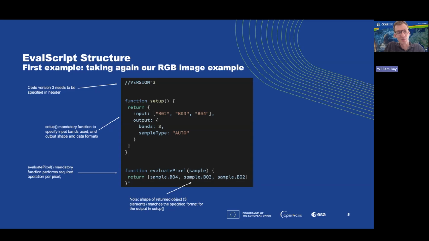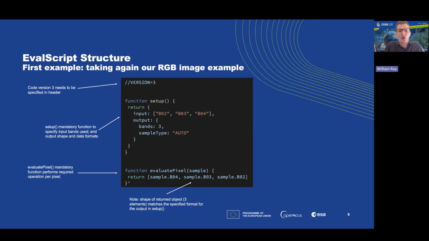We then have a second mandatory function called evaluatePixel. And this is where you actually perform your required operations on a pixel level. So you can see here we have a really simple operation where we're just returning back the 3 bands in the RGB order. So band 4 is the red, et cetera. You can also note here that the shape of the returned object in the evaluatePixel function matches the format of the output in the setup function.